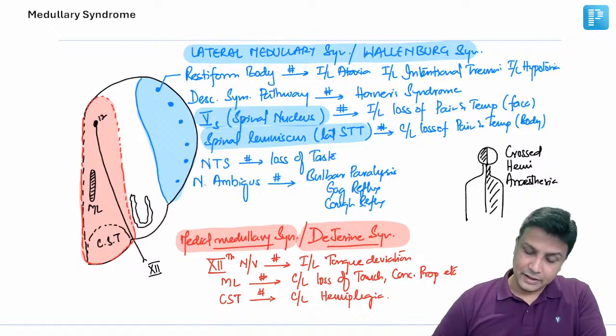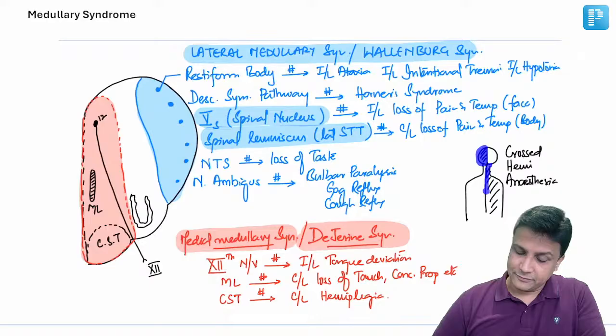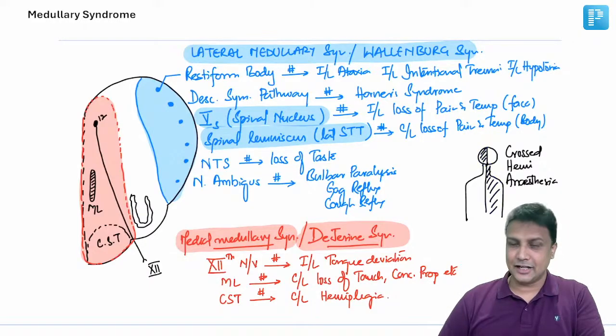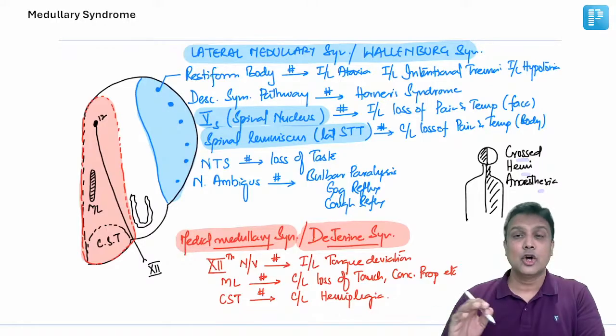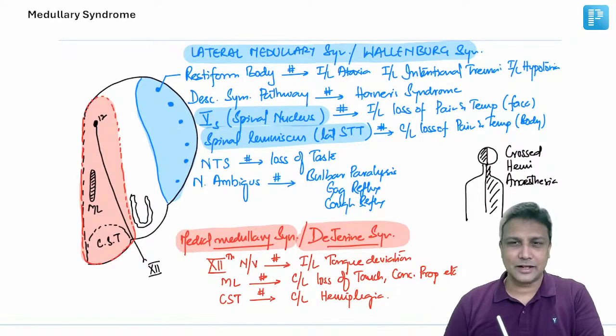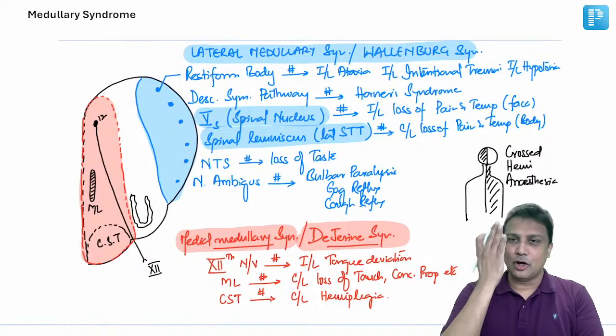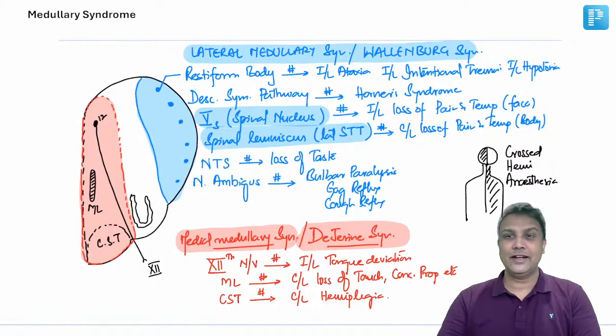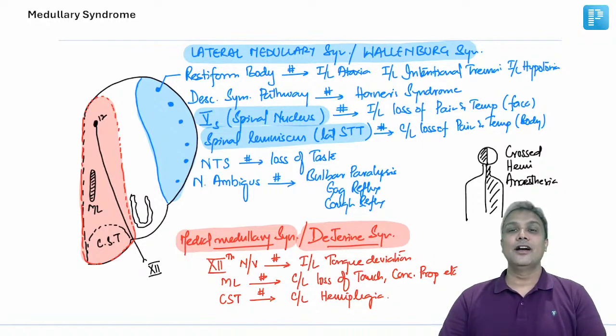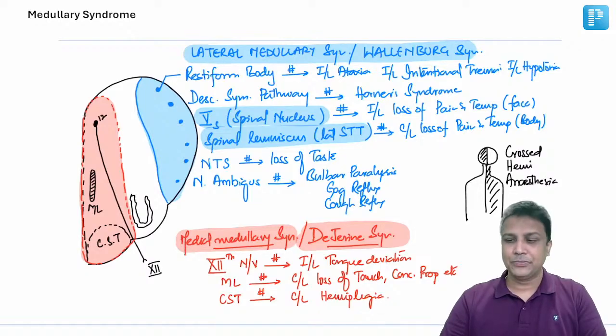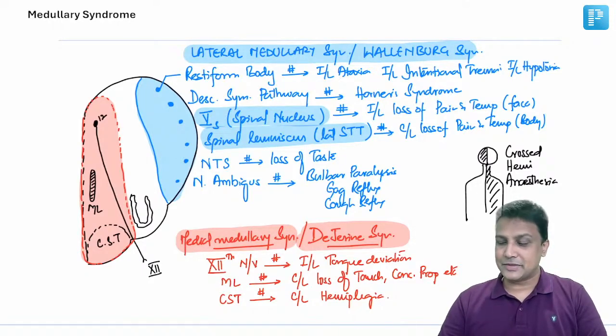So loss of pain and temperature from the face on the same side, ipsilateral side. Loss of pain and temperature from the body on the contralateral side. Okay, and this condition is actually referred to as crossed hemianesthesia. That is something really important about the Wallenberg syndrome. So loss of pain and temperature on the same side here in the face, and loss of pain and temperature on the opposite side of the body. And of course, it is known as the crossed hemianesthesia, which will be seen in the Wallenberg syndrome. That is a characteristic feature, and by that you can easily identify in the MCQs there, guys.